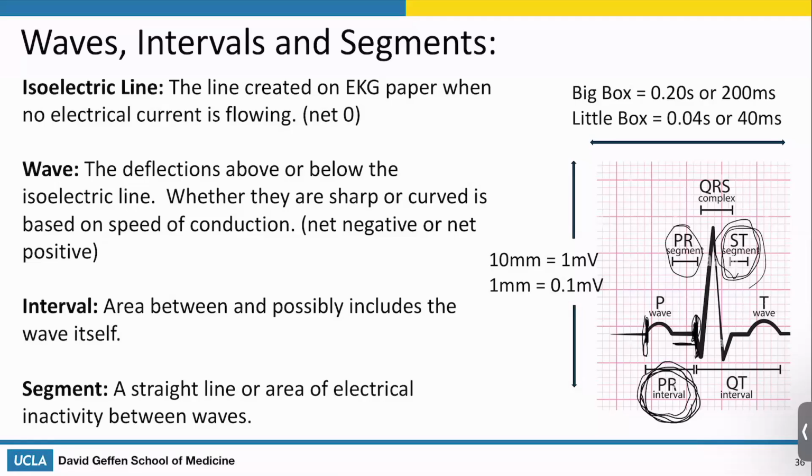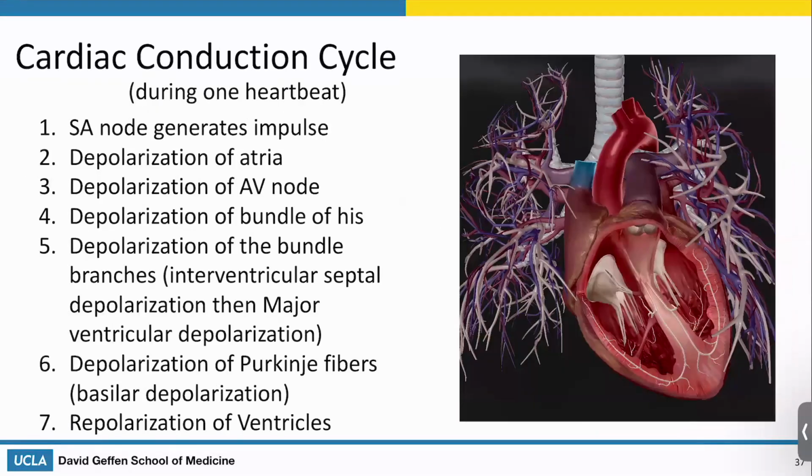So that ST segment is going to be very important. Our PR interval is another really important one that we're going to use. And we do calculate the QT interval for some stuff as well, and the QRS complex. But those are measured together. So that's the difference between the isoelectric line, waves, intervals, and segments.